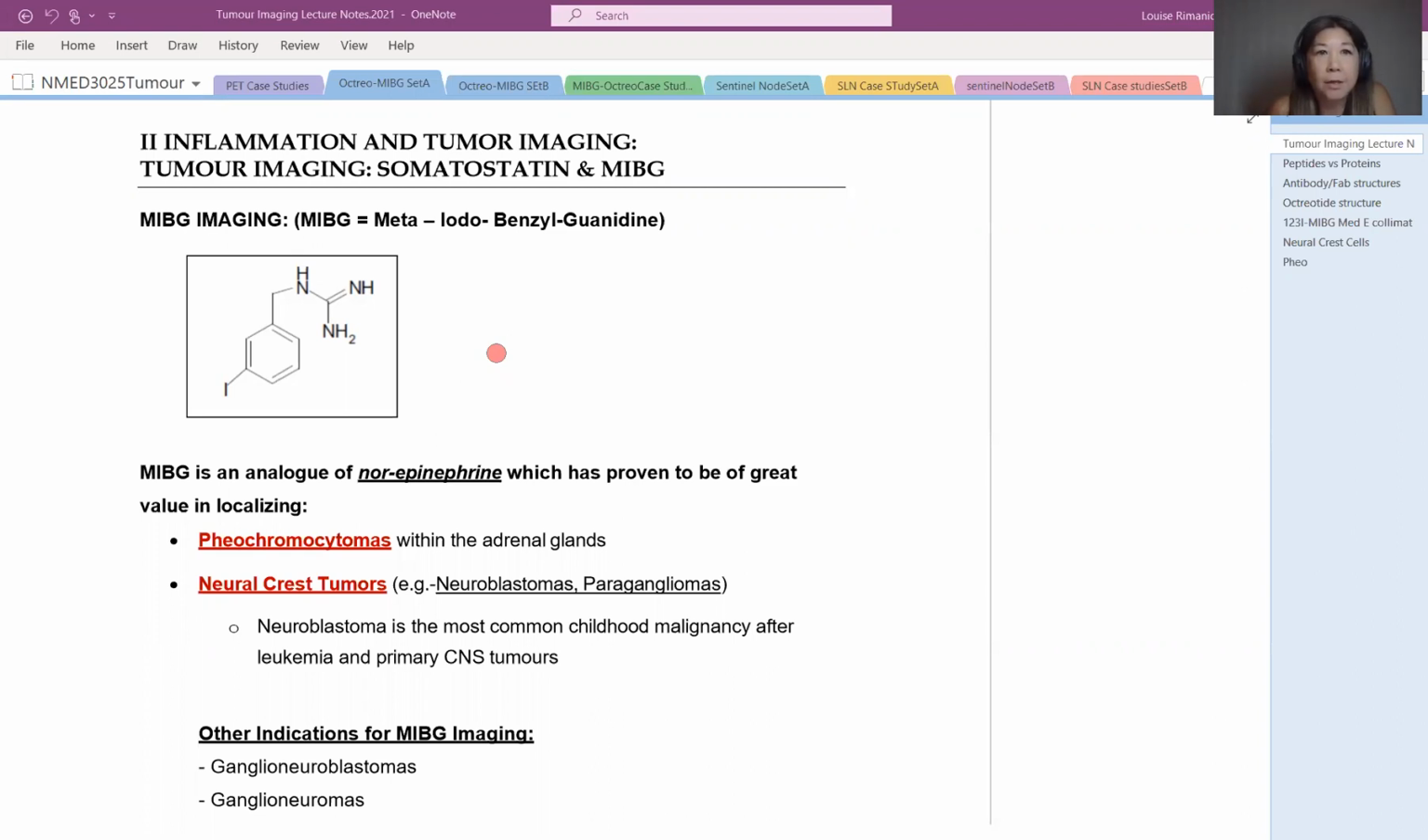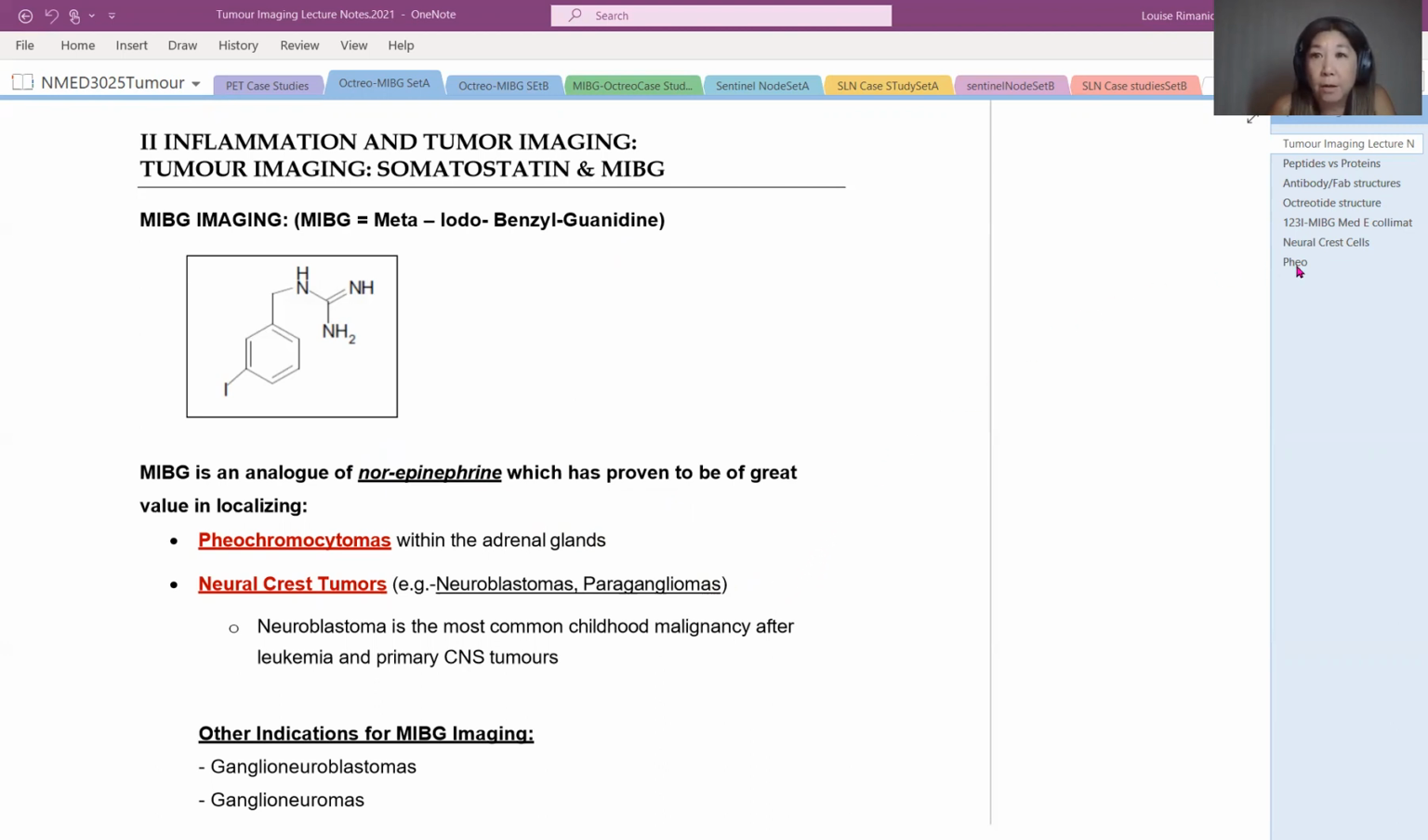So today's lecture is going to be a continuation of the tumor imaging, and we're going to look at MIBG imaging today. So hopefully you remember from your radiopharm course that MIBG stands for meta-iodobenzoguanidine. And MIBG is an analog of norepinephrine, and it's been proven to be of great value in localizing pheochromocytomas that are found in the adrenal glands, as well as neural crest tumors, such as neuroblastomas and paragangliomas.